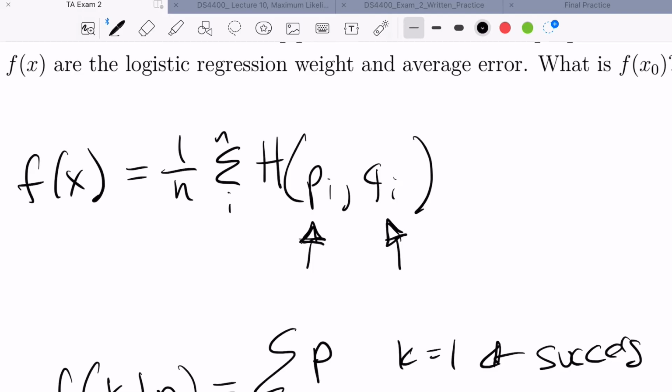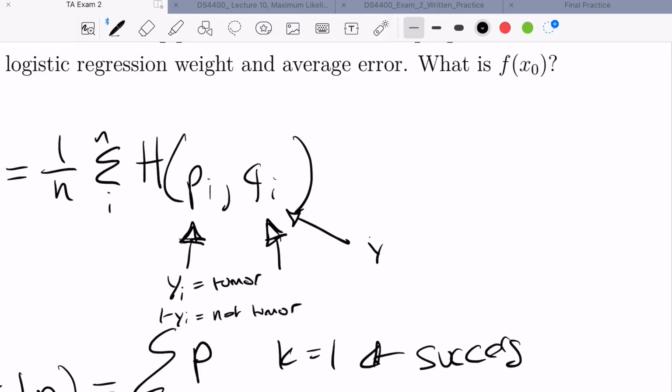Well, pi is really just either yi if our image is an image of a tumor, or 1 minus yi if it's an image of not a tumor. And then similarly, qi is equal to y hat if we predict the tumor, else it's 1 minus y hat, which tells us the probability that we think it's not a tumor.